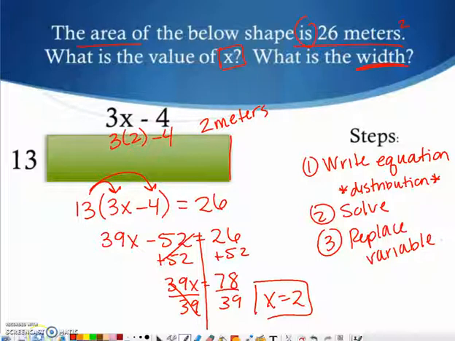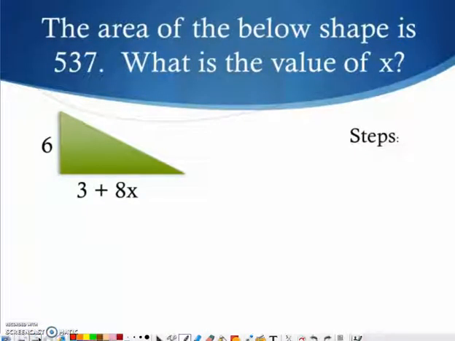One last example, and we're actually going to change the shape for this one. So we have a triangle. Same thing, just put area is 537. I don't know the units, so it's just units squared, I guess. What is the value of x? It's not even asking us to replace on this one, we just have to find the value of x.